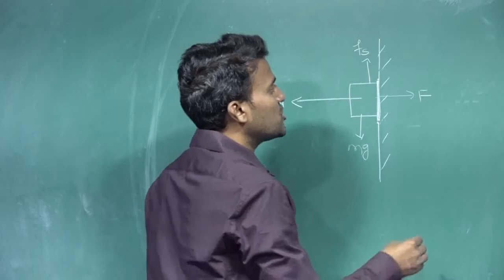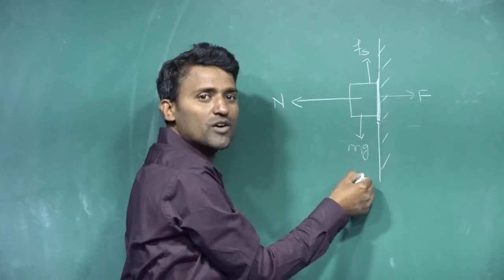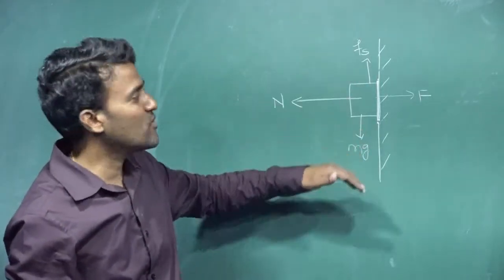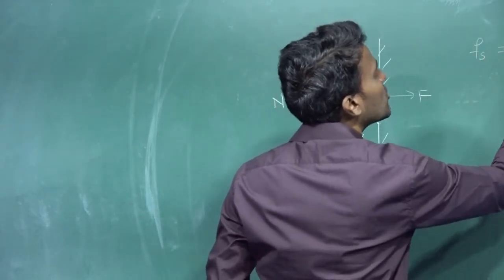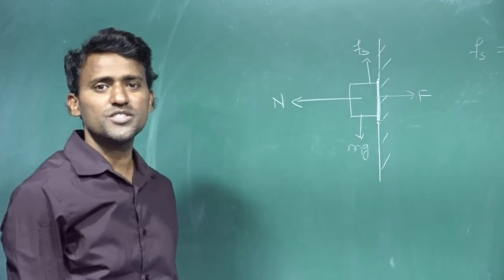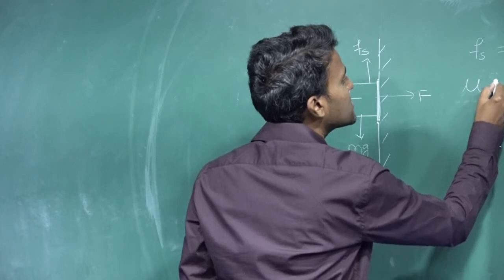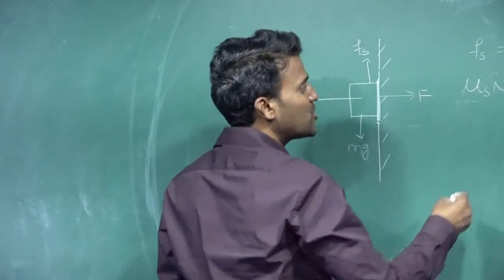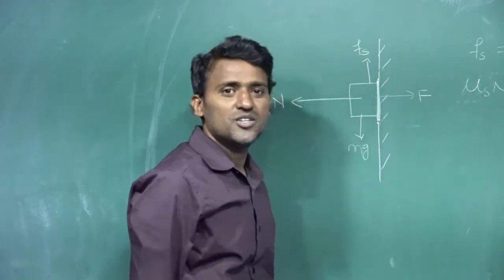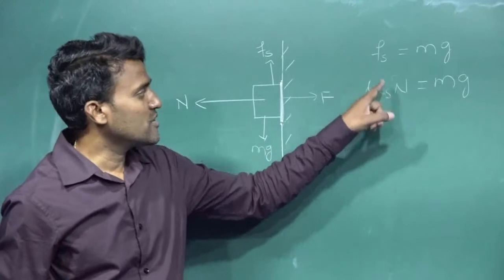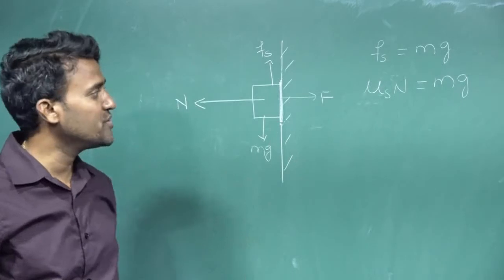Now I am writing this equation. The forces are balanced: upward force is equal to downward force. What is the upward force? Static frictional force is equal to the weight of the object. Now, what is the formula for static frictional force? mu s into N is equal to mg. This mu s is the coefficient of static friction.